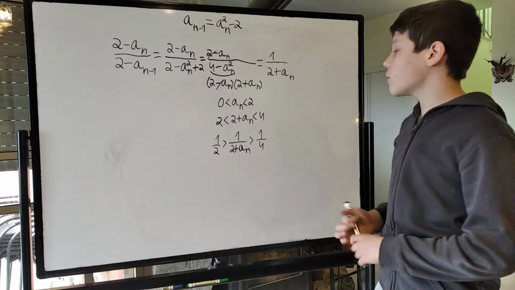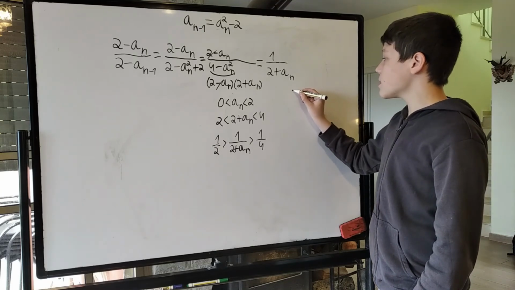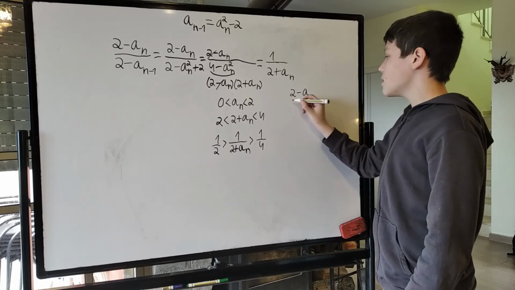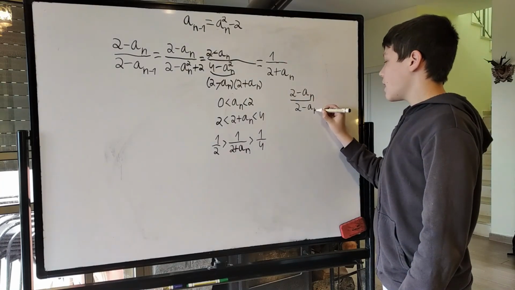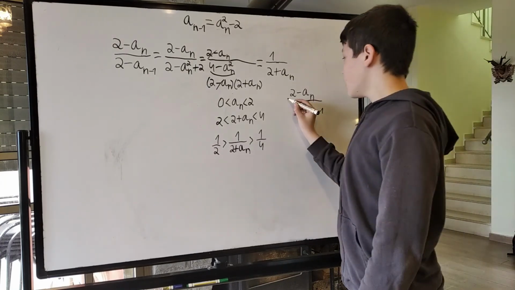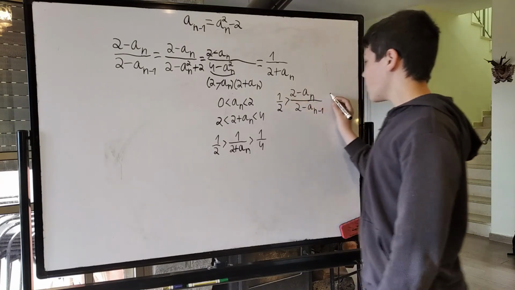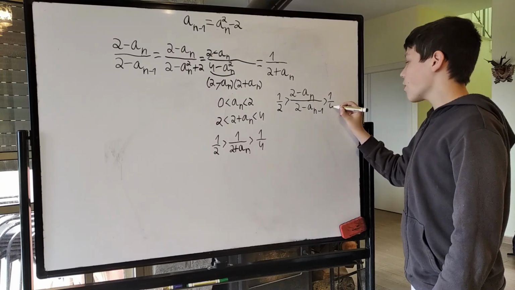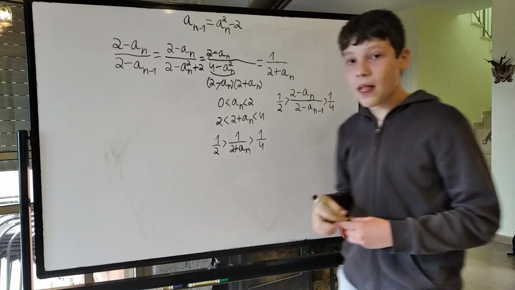And because this is equal to our original fraction, we can finally deduce that (2 minus a_n) divided by (2 minus a_{n-1}) is indeed smaller than a half and bigger than a fourth for all natural numbers n.